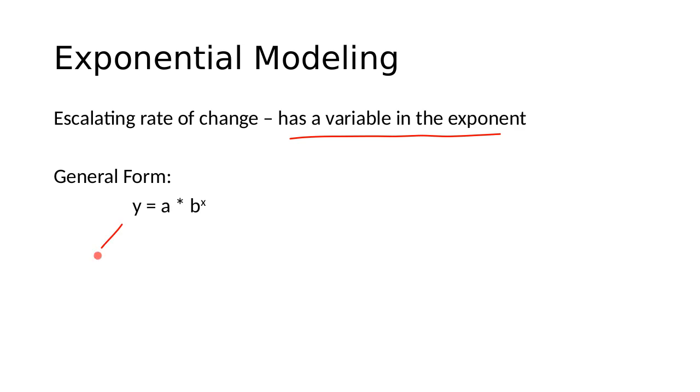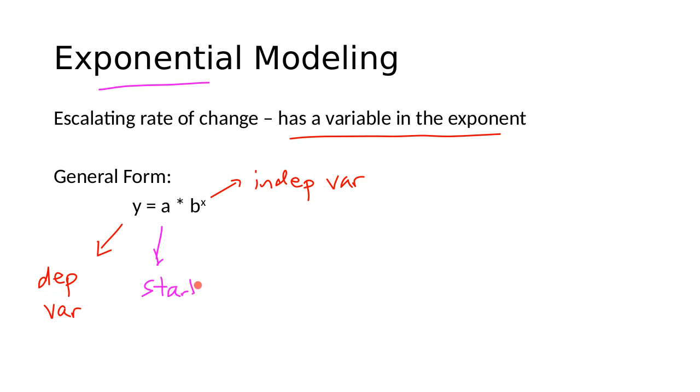We've got y over here is our dependent variable. X is our independent variable. Notice that the independent variable we've got in this equation is in the exponent. That's how we know we've got an exponential model. A, in this case, is our starting amount. And B is our growth or decay factor.